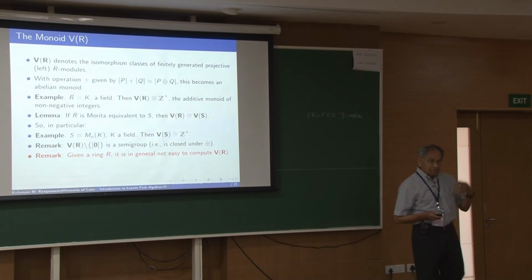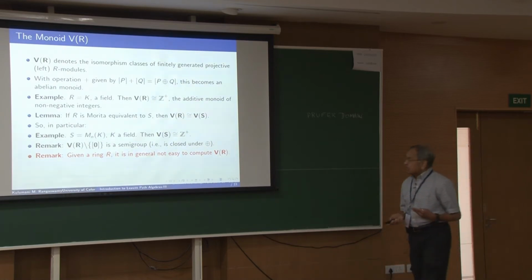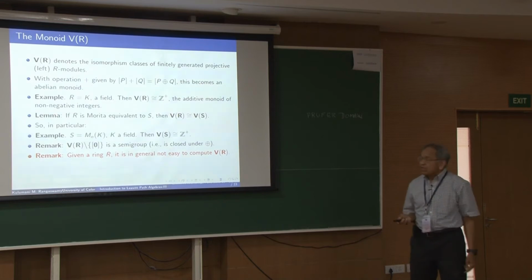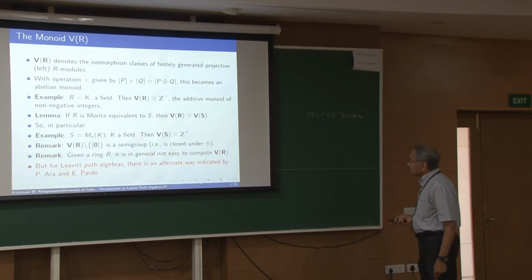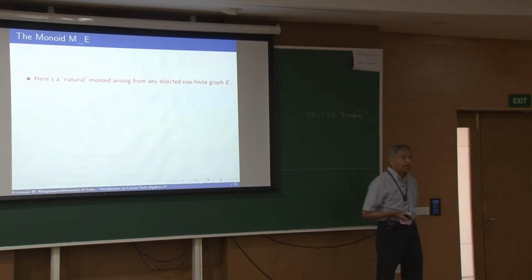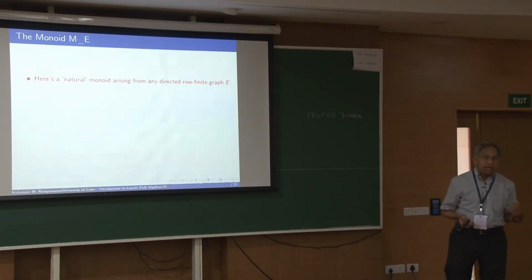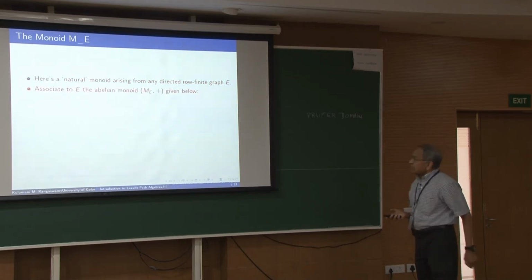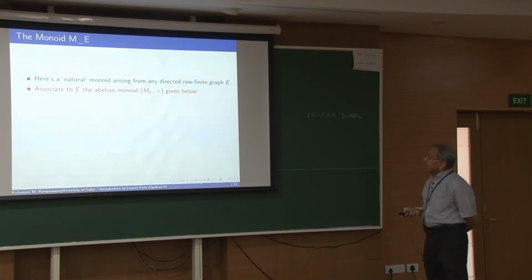V monoids are what we use to construct the K-theory groups. So it's important to know how to construct them, but in general, it's not easy. But Pere Ara, Moreno, and Pardo found a non-trivial way, and this is what I would like to talk about. They introduced the concept of a monoid M sub E using the vertices of the graph as follows. So starting with a row finite graph, we define that monoid as follows.